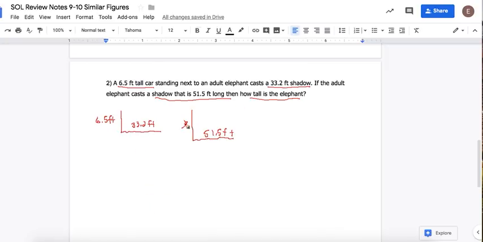Now, because of the picture, it's easy to see that this side matches this side and this side matches this side. Now, the last proportion that I set up was based on corresponding sides. This one, I'm going to do height over shadow this time. And watch how this works. I'm going to go height of car over shadow of car equals height of elephant over shadow of elephant. And this is still going to work out.